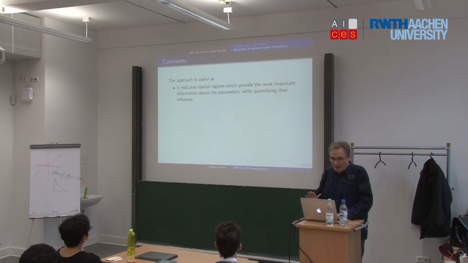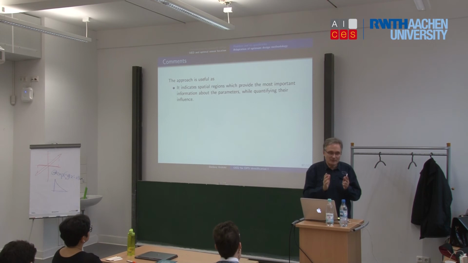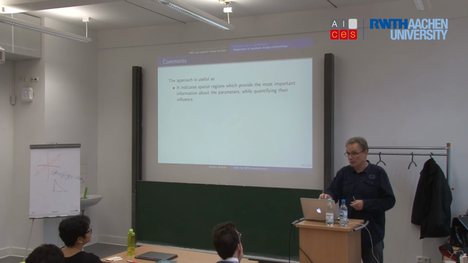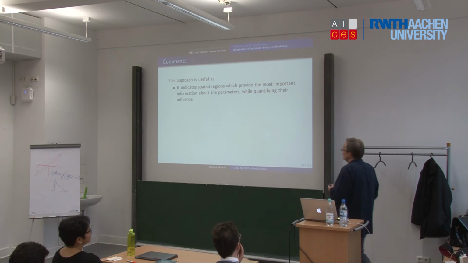Summarizing, let's come back to the question whether or not it's sensible. I think this is sensible anyway, in spite of the fact that we can't place several sensors at the same point, because using this approach, which is computationally very easy, we can identify spatial regions which provide the most important information about the parameters. And we can quantify this influence in this way. So it can be some preliminary stage for more advanced design methods. So we start with this very simple idea, just to locate the most valuable subdomains in our spatial region where measurements can be taken.